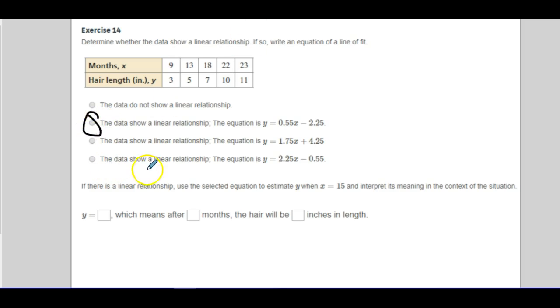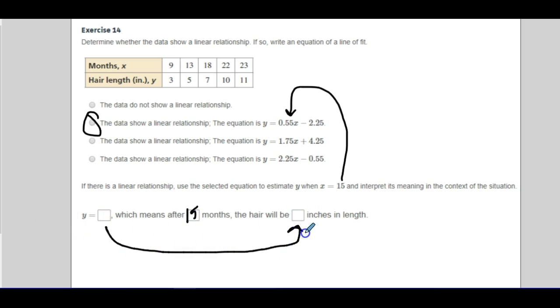Okay, so now I've decided that was a linear relationship. So I can plug in when x equals 15. I just plug that into where x is here and solve that. So I first come up with my y, which means that after so many months, and I know that months was x, I would say that after 15 months, the hair will be whatever I got over here, so long. And I know that because my y was in length, so I know that those go together.